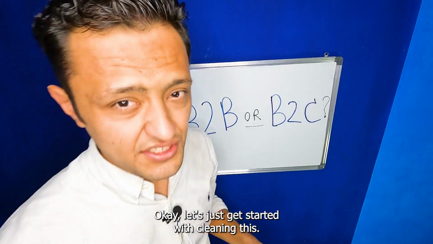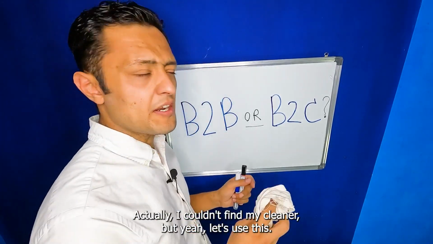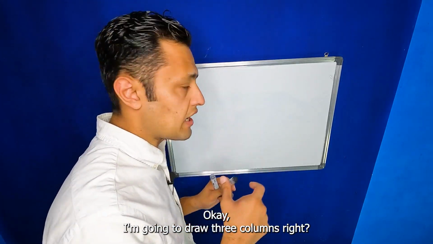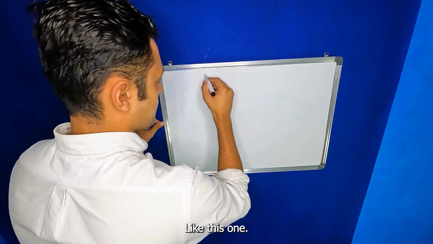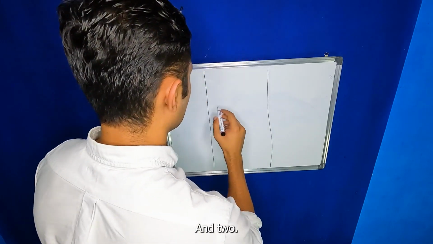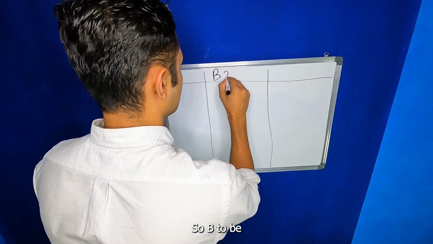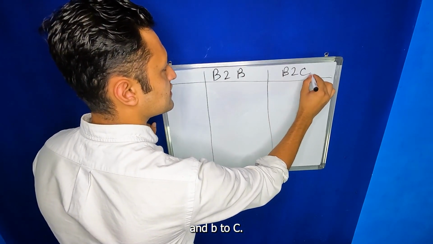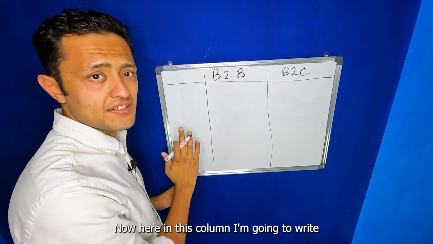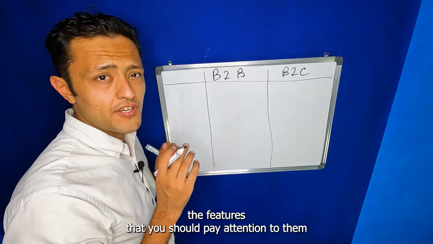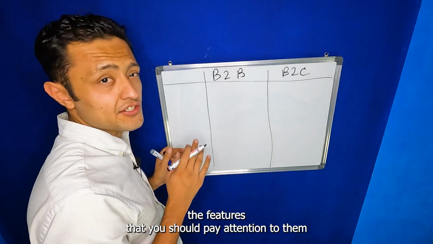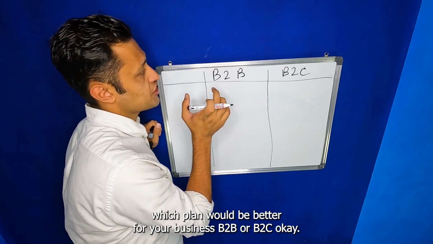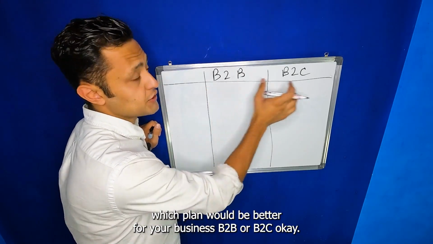Let's go. Okay, let's just get started with cleaning this. Actually, I couldn't find my cleaner, but yeah, let's use this. Okay, I'm gonna draw 3 columns, like this. 1 and 2. B2B and B2C. Now here in this column, I'm gonna write the features that you should pay attention to. And then based on that, I'm gonna tell you which plan would be better for your business, B2B or B2C.